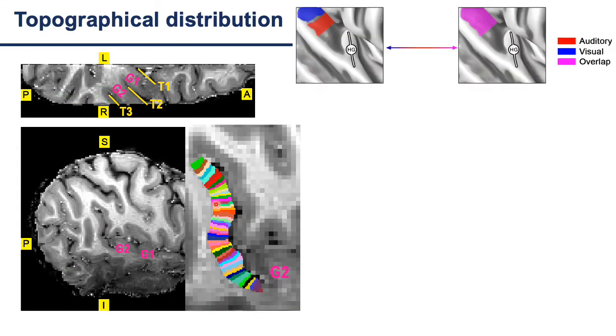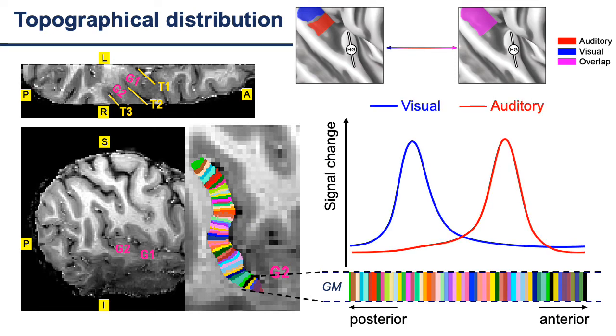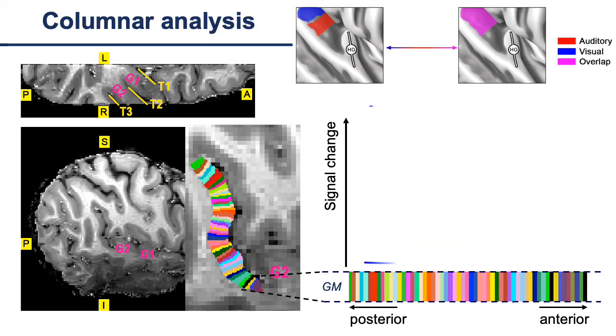Our first question on PT is about the sensory-specific topographical distribution. We use columnar analysis, dividing the cortical ribbon in PT into hundreds of small stripes from posterior to anterior. Here, a column is simply a dimension perpendicular to cortical depth, which does not have any neuroscience meaning. Then we extract the signal change for visual and auditory input and check if these two profiles are separated or overlapped.